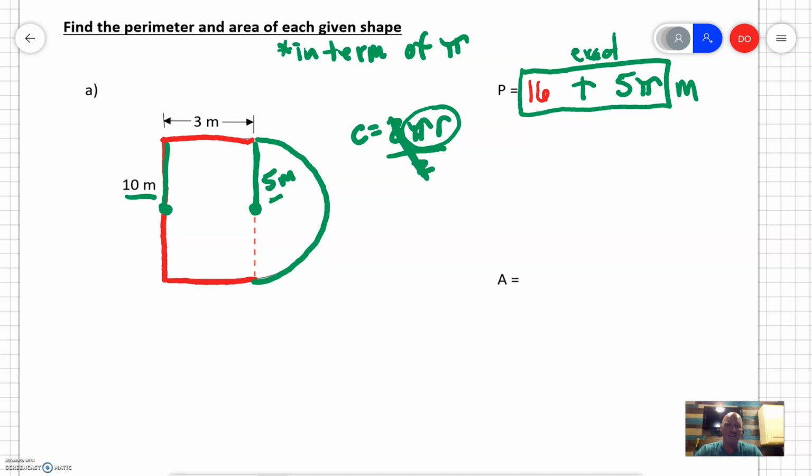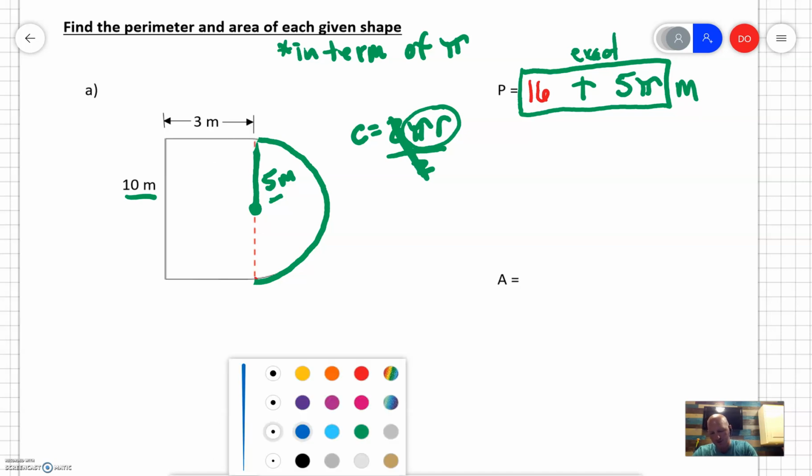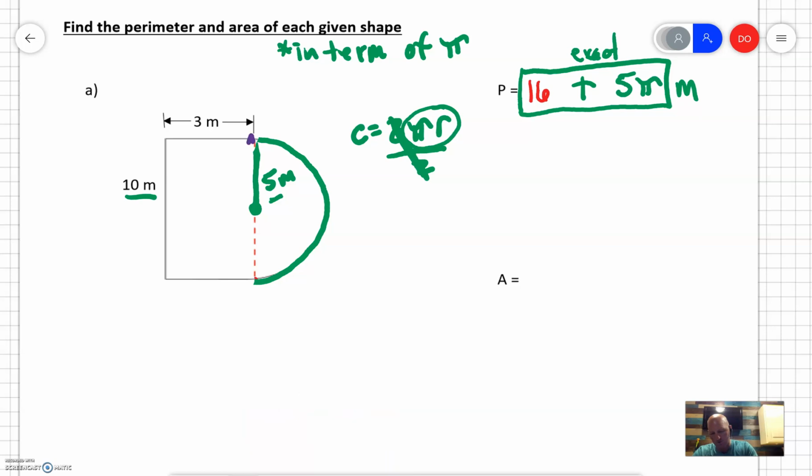Okay, let's move into the area of this figure. Similar to the irregular rectangular-looking figure in the last video, we need to find the area, and there's two pieces that we're going to find the area of. We're going to start with the rectangular figure first, which is, go purple, 3 by 10. So 3 times 10, base times height, would give me an area of 30 meters squared for the rectangle. Now let's move to the circle.